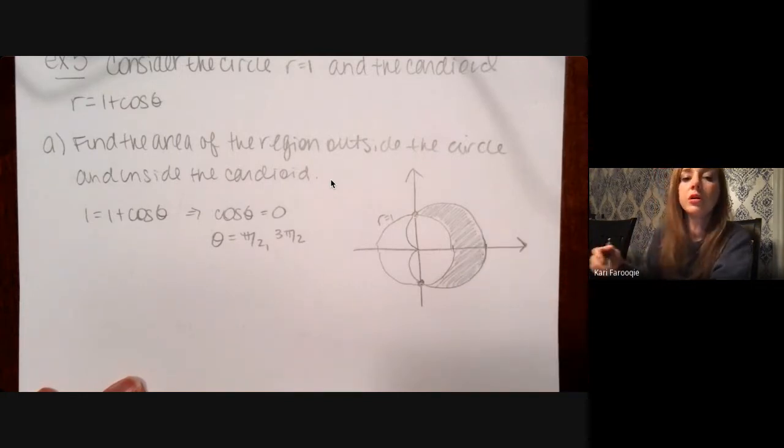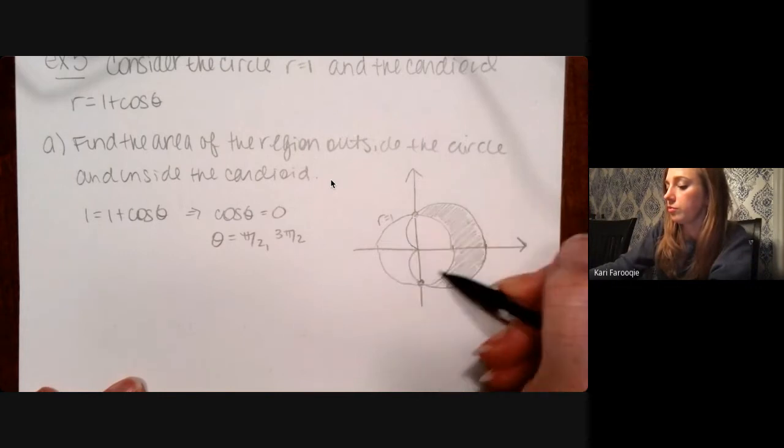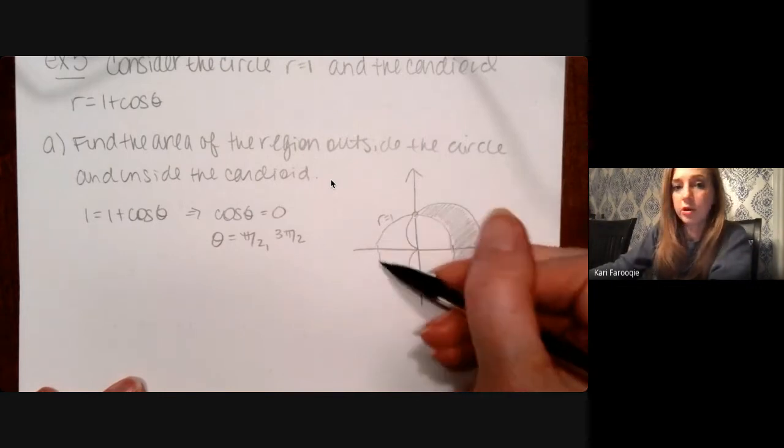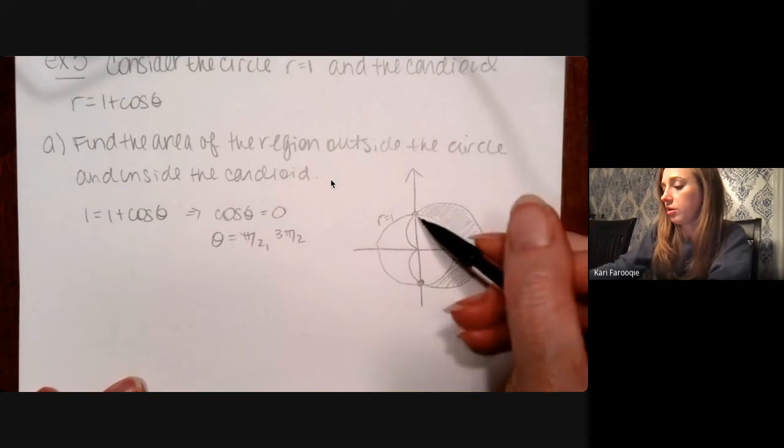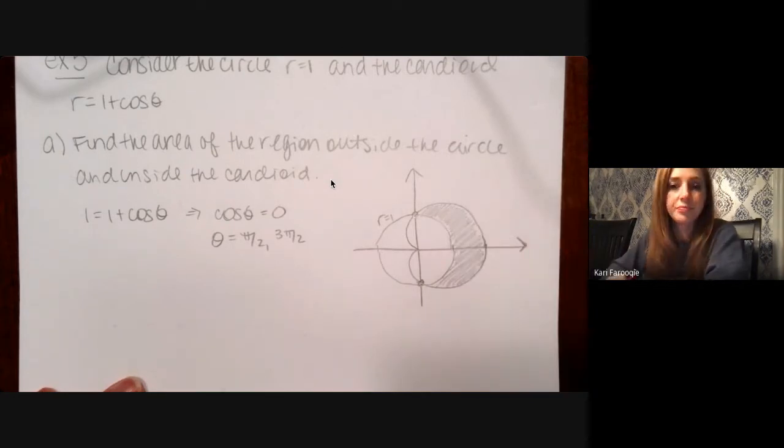Okay, so here we are outside of the circle. So notice your circle here is not shaded anywhere, and inside the cardioid. So there we are. So this is what we're looking at right now.